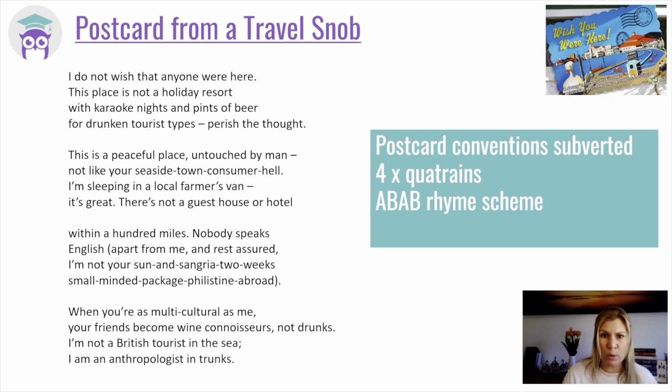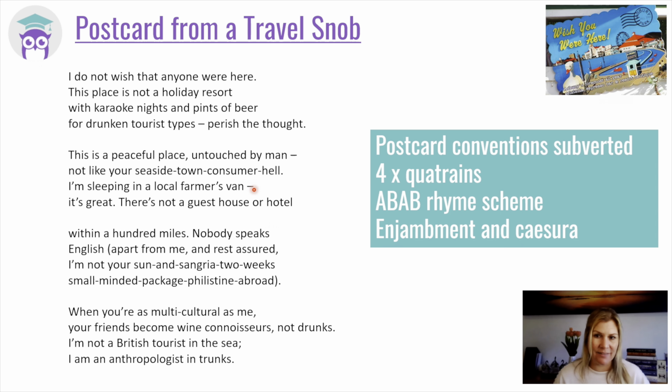We've got 4 quatrains, we've got an ABAB rhyme scheme, but when you read it, the enjambment and the caesura stops you from reading it in that ABAB rhyme scheme. It's another angry poem, so that break from the rhyme scheme creates that ranting voice one more time. So lots of lovely enjambment as well.